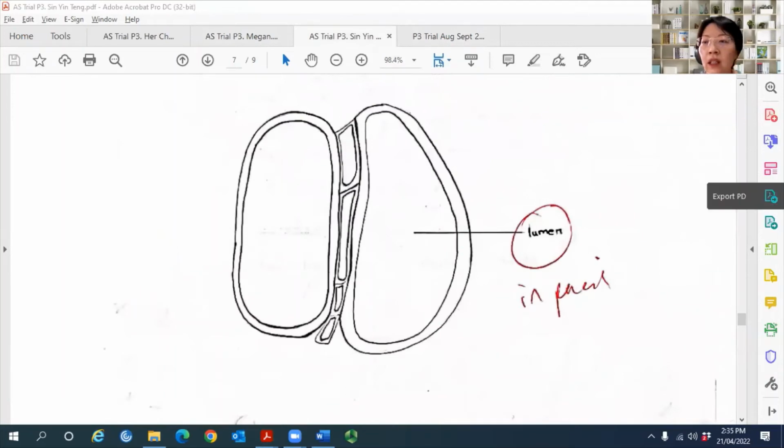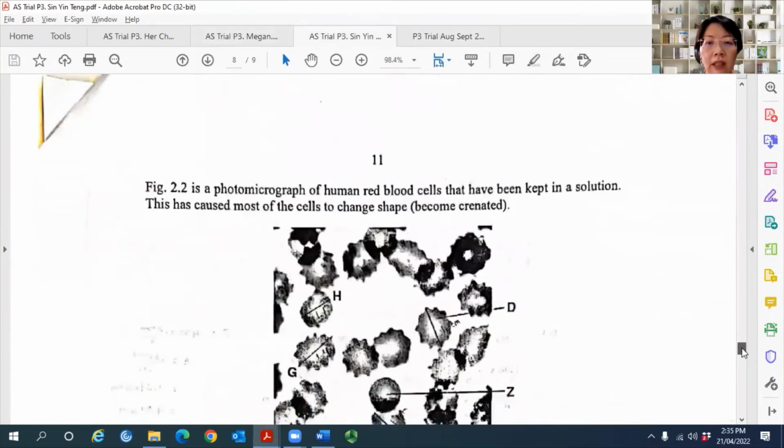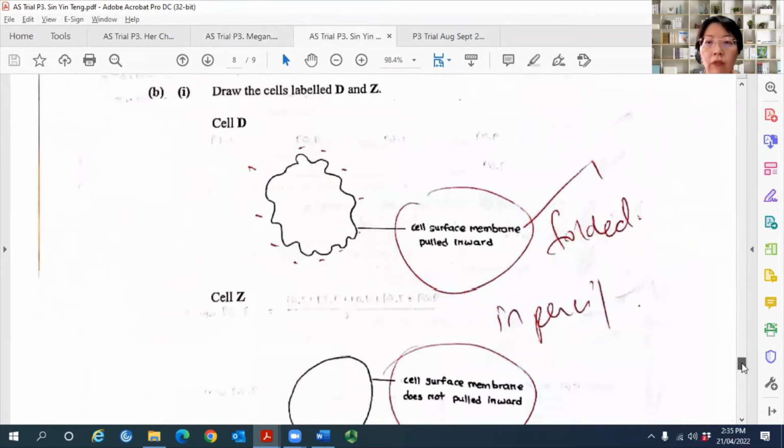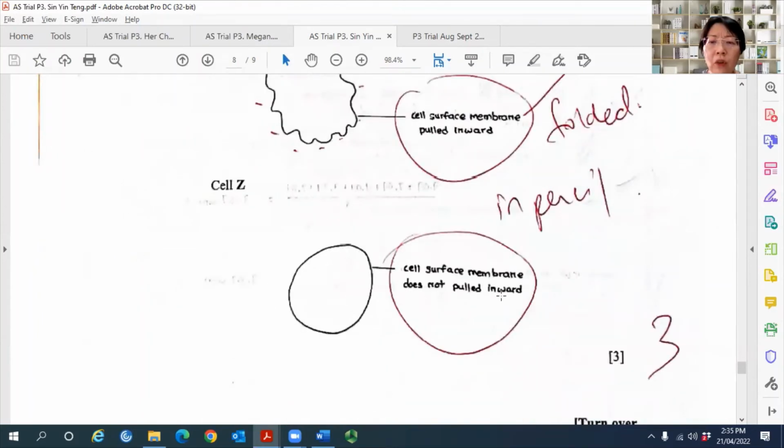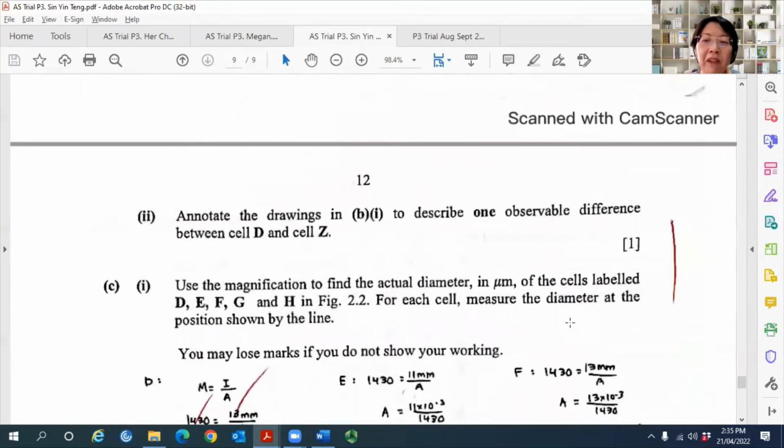Okay, Sining Ting. Let's see Sining Ting's answer. Sining Ting is from another intake. Also very good. See, cell surface membrane pull inwards is not very good. We pull inwards. Folded, okay, highly folded. Cell surface membrane does not pull inward. I think I give him mark also, 1 mark. Okay, pull inward, but not very accurate. What may pull inward? Okay, highly folded is better. Right, so therefore you want to learn the words that you can use to describe accurately and crystal clearly. So learn up those words for you to describe the structure when you study again for your exam.